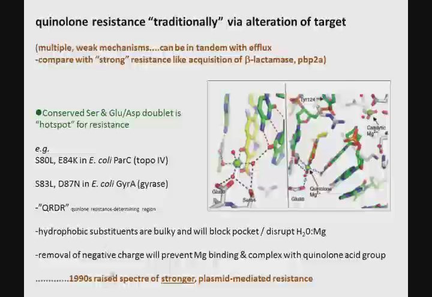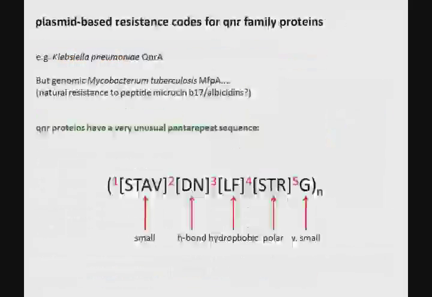But in the 1990s, you have this phenomenon, which I hope is going to blow your minds in a minute, where you could have stronger resistance that was transferred on a plasmid. So instead of mutating your gyrase or your topoisomerase to remove this pocket, you acquired a gene that made you completely resistant, and no one understood why. So the genes that would arrive to make you fully resistant to fluoroquinolones we'll call this QNR family.